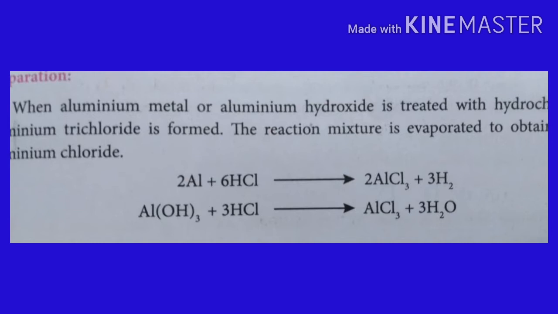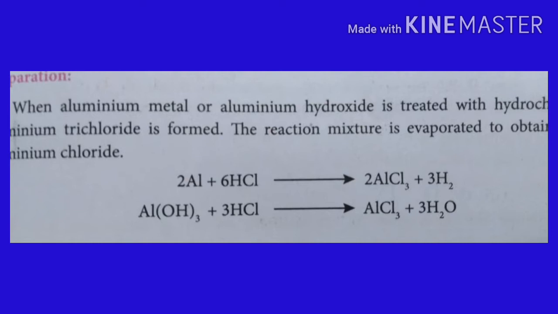Next is the preparation of aluminium chloride. Two methods are mentioned here. First, when aluminium or aluminium hydroxide is treated with hydrochloric acid, you can prepare aluminium chloride. See the picture. In the first equation aluminium is used and in the second equation aluminium hydroxide is used. In both reactions you are preparing aluminium chloride with the elimination of hydrogen and water molecules respectively.